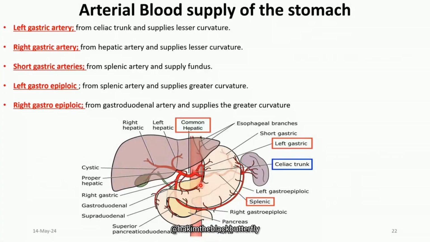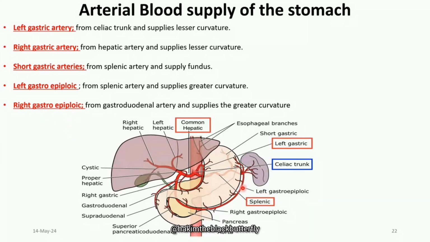Okay, so all these vessels are going to contribute towards the supply of blood towards the different parts of the stomach. You can see the splenic, as it goes towards the left, towards the spleen, it's going to give off what we call the short gastric arteries. These can be around 4 to 5. They're going to come and supply blood to the fundus. Then this splenic, before entering into the spleen, it's going to also give off what we call the left gastroepiploic artery. It's going to come and roll over the greater curvature to supply blood to the greater curvature of the stomach.